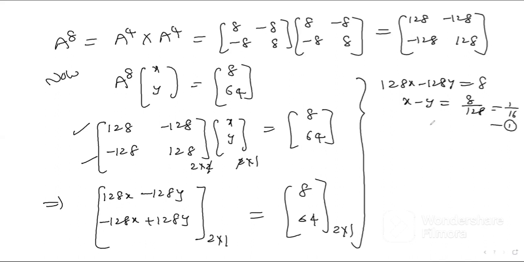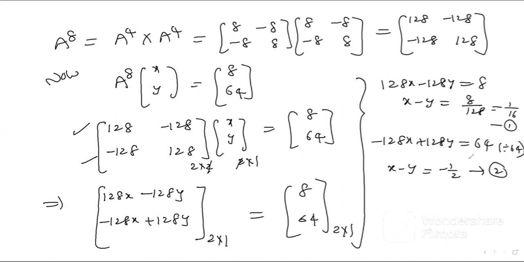So let us take this as equation 1. Okay, now we should take the next elements: minus 128x plus 128y is equal to 64. Now both sides get cancelled by 64. So what we get here? x minus y is equal to minus 1 by 2.